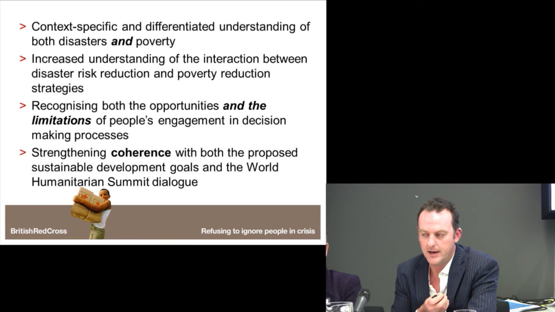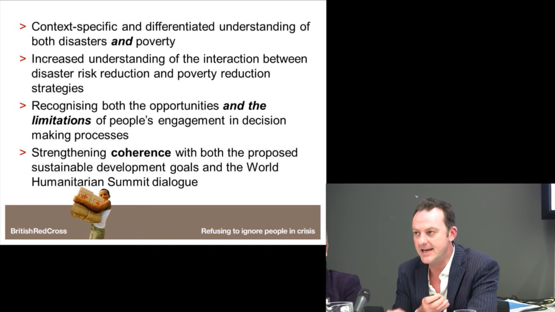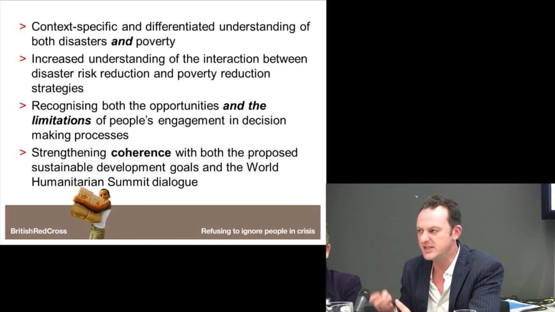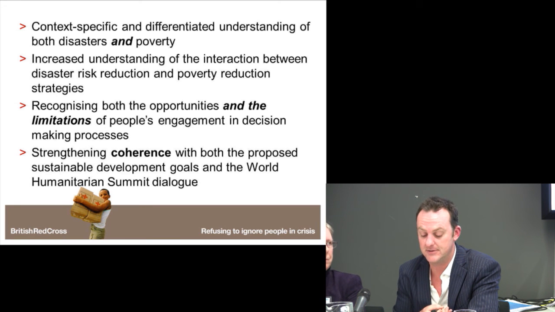And finally, I think an obvious point, and one that I think probably other people on the panel will make, is that we do need to look at how we get greater coherence between the 2015 framework for disaster risk reduction and the other mechanisms that we have, including the Sustainable Development Goals and the World Humanitarian Summit. And in particular, I'd suggest that we need to take some of the approaches within the Sustainable Development Goals, like looking at poverty from a sectoral perspective, and integrate that much more strongly within the 2015 framework for disaster risk reduction.